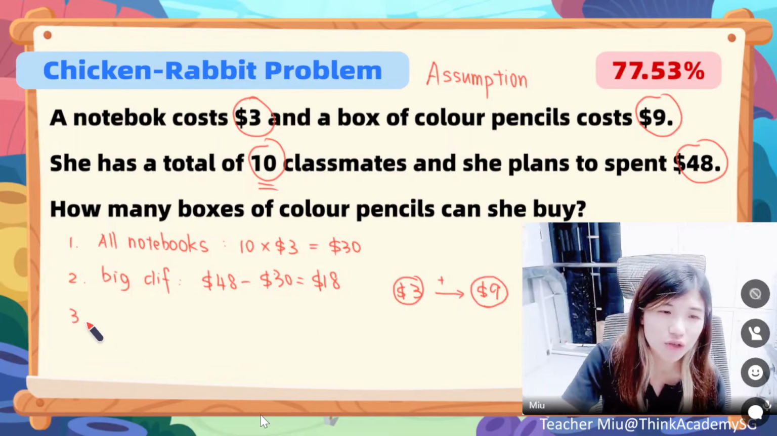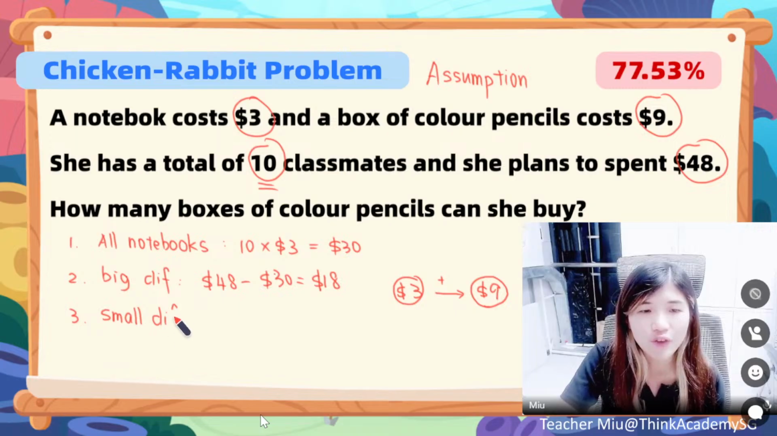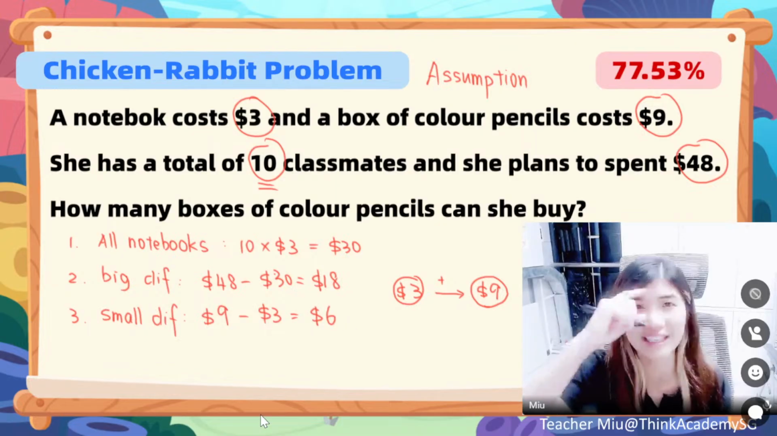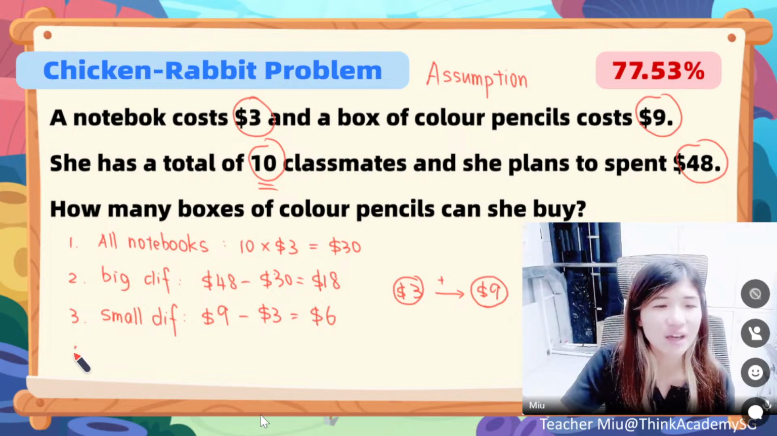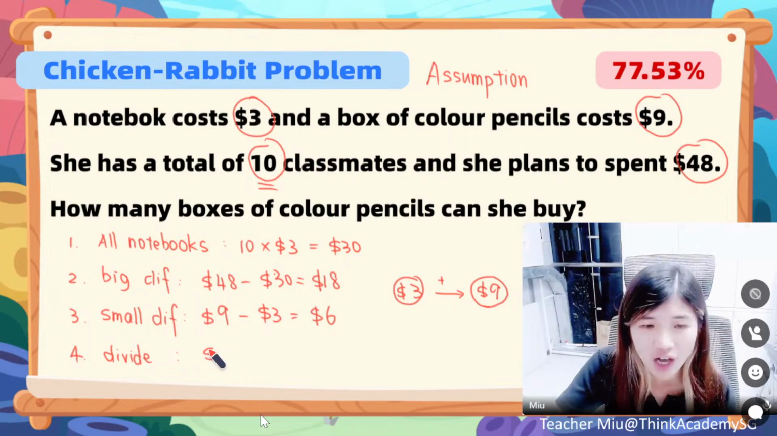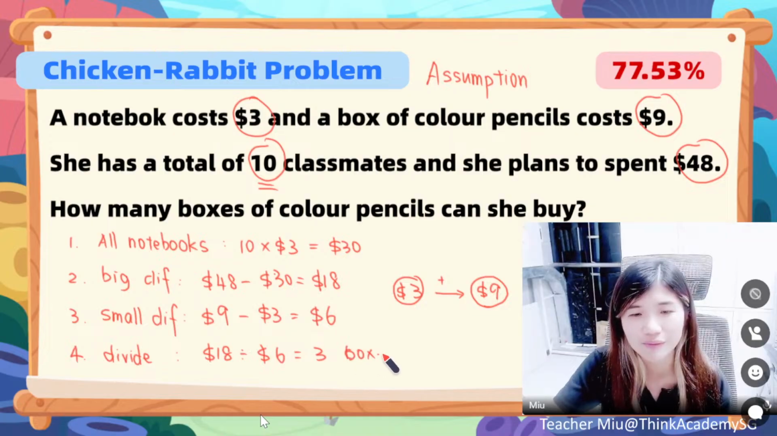That's when you need to find out the small difference between the color pencil and the notebooks. So for the small difference, it's supposed to be $9 at most you can spend on one thing, and $3 which you already spent. There would be $6 more, right? That you can spend on one thing and make it into the $9 color pencil. So that means altogether 18, right, divided into $6 one color pencil, $6 one color pencil, $6 one color pencil. Then you can buy 3 boxes of color pencil. That's how we do.